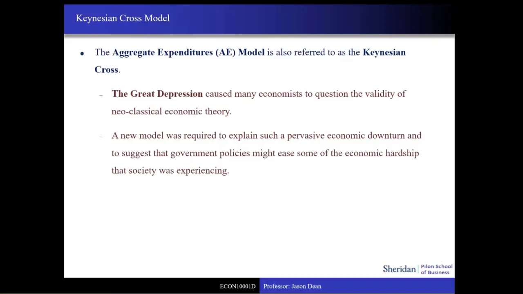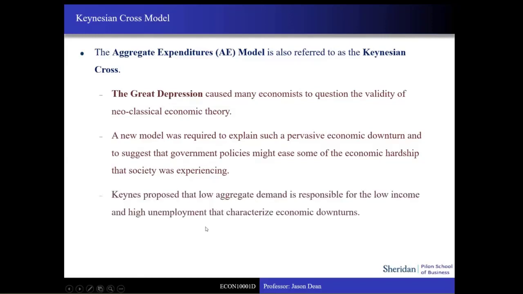So he came up with a new model that was required to explain such a pervasive economic downturn and to suggest that government policies might ease some of the economic hardship. So in a nutshell, the Great Depression sort of put into question the neoclassical way of thinking. In the Great Depression, the unemployment rate was around 25%, and even 10 years later, it was still roughly 17%. So clearly, wages and prices and that sort of thing weren't adjusting quickly.